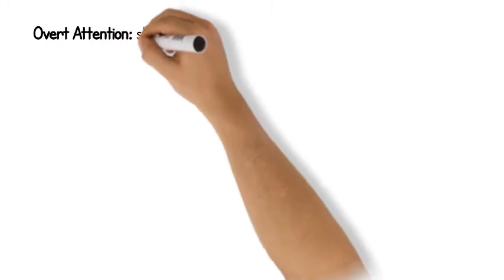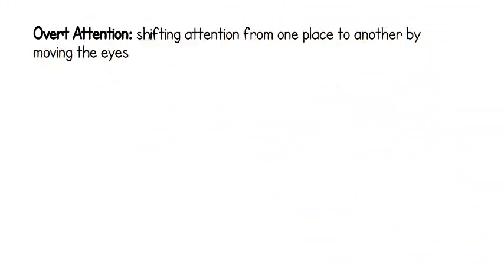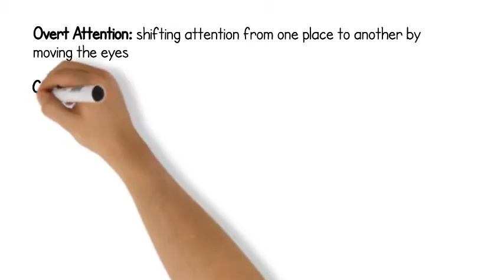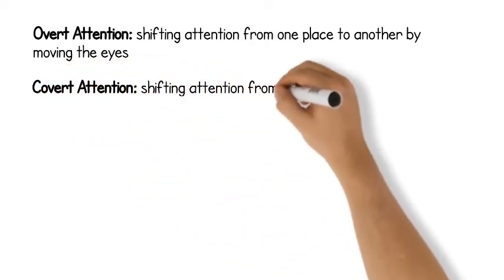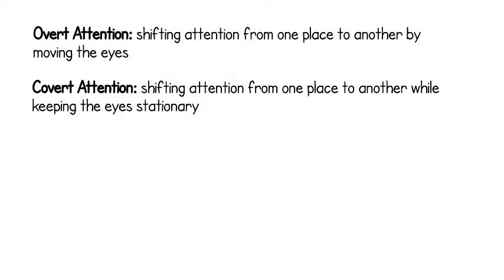Overt attention is seen in our dog example and is the process of shifting attention from one place to another by moving the eyes. On the other hand, covert attention does not alter eye movements, but instead shifts one's mental focus. But when does this happen?